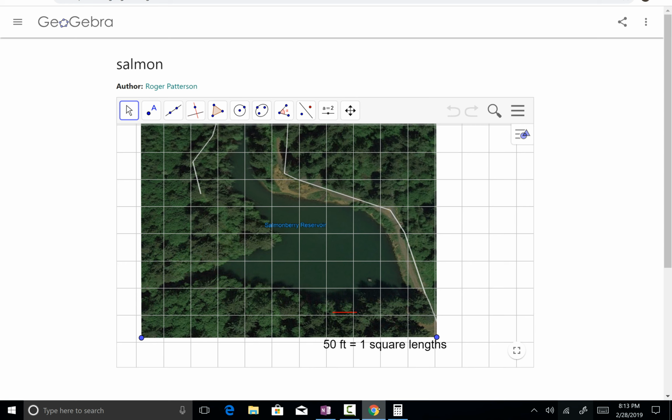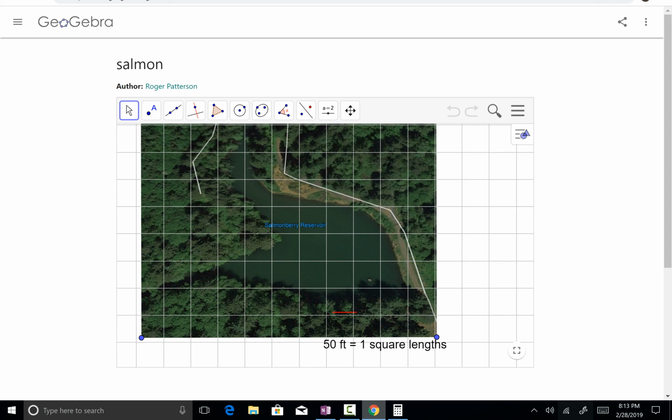So anyhow, there it is, Salmonberry Reservoir, and we want to find the area of that. Well, the problem is that there's no formula for this. Look at this shape. It's not circular. It's not a polygon. How are we going to find the area of a reservoir like that?